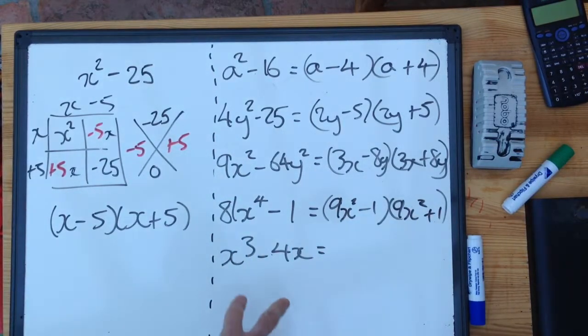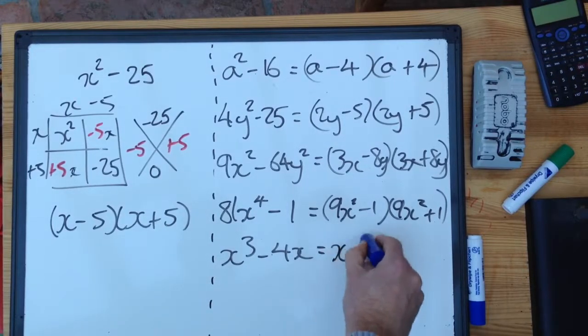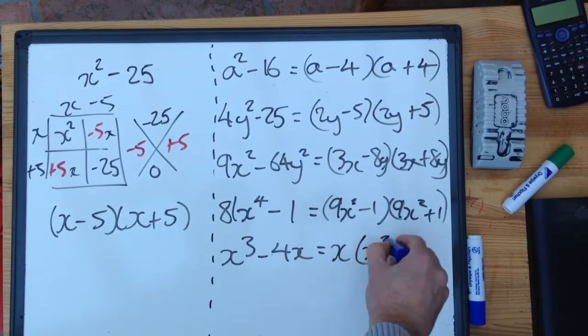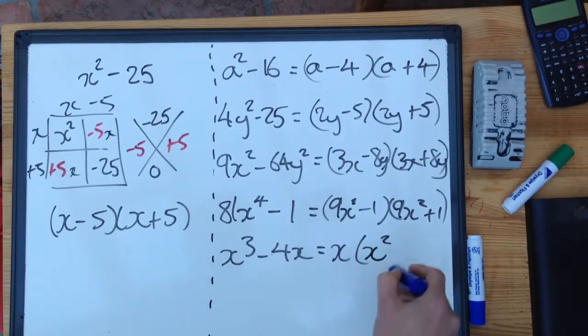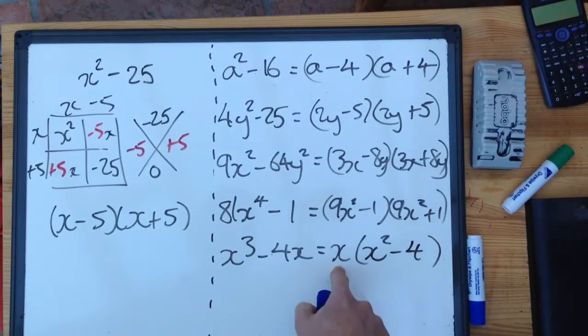The final example here doesn't look like the difference of two squares as it stands at the minute. But what we need to do first is recognise that this has a factor of x. So we take our factor of x, and inside the brackets we have x squared. X times x squared is x cubed minus 4. 4 times by x, 4x.